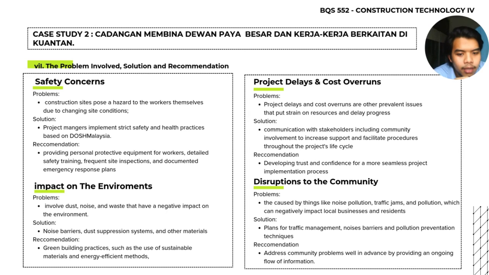And then lastly, the disruption to the community. So the problem is caused by things like noise pollution, traffic jams, and other pollution, which can negatively impact the local business and residents. So the solution is we need to put plans in place for traffic management, noise barriers, and pollution prevention techniques. And the recommendation for this issue is to address the community problems well in advance by providing an ongoing flow of information.